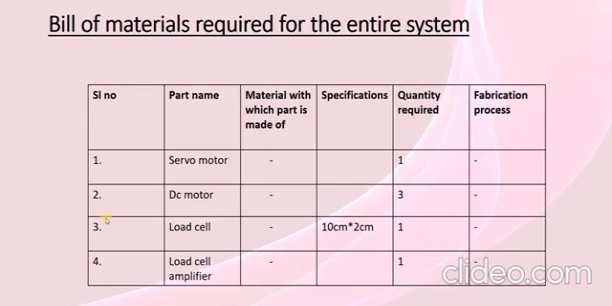Next is the bill of materials required for the entire system. Here we have used one servo motor which will be used for sorting purpose. Next we have used 3 DC motors. 2 DC motors will be used for measuring the torque, and another DC motor will be used for a gripper for holding the DC motors while measuring the torque. Next one load cell is used which will be used for measuring the torque. Next one load cell amplifier is used which is required for the load cell.